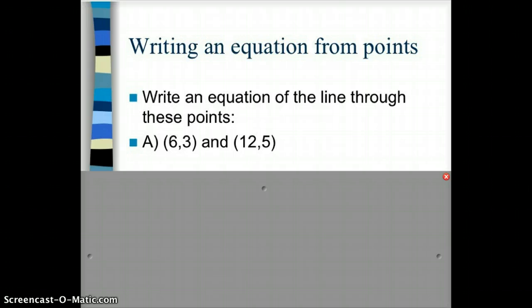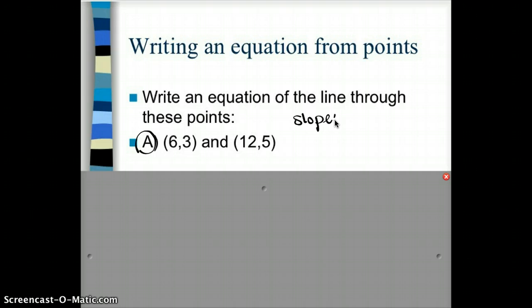writing an equation from points. I think this is probably the hardest part that we have to do. And I will try to show you a couple strategies because I think it's useful to know more than one strategy from it. And let's look at this first one, A. If you're going to try to write an equation of a line through those 2 points, (6, 3) and (12, 5), the first thing to do is try to figure out what the slope is.